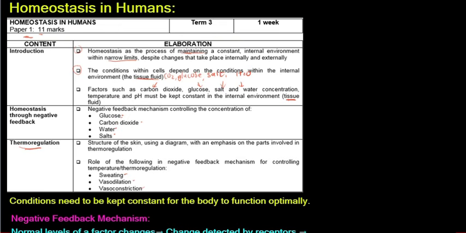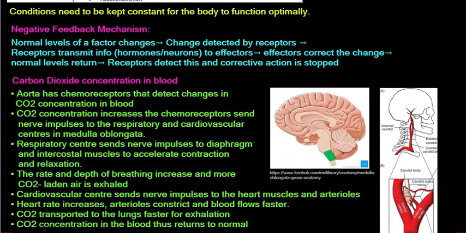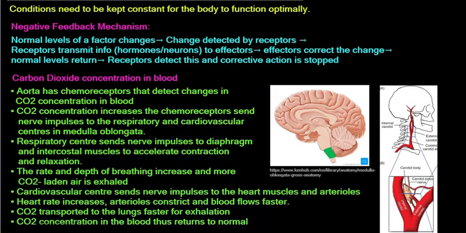Firstly, conditions need to be kept constant for the body to function optimally. If we look at temperature, your body needs to be at a constant temperature of 37.5 degrees Celsius, because there are a lot of chemical reactions happening in your body, there are enzymes, and we all know that temperature can either accelerate or decelerate a reaction, so it is very important for it to be maintained.